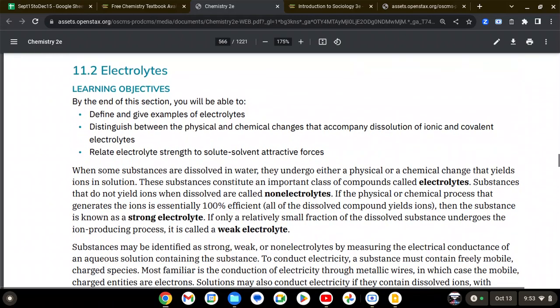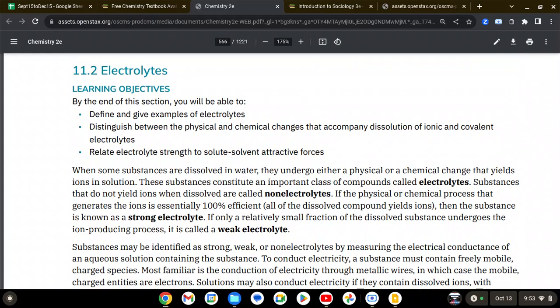11.2 Electrolytes. By the end of this section, you will be able to define and give examples of electrolytes, distinguish between the physical and chemical changes that accompany dissolution of ionic and covalent electrolytes, and relate electrolyte strength to solute-solvent attractive forces. So when some substances are dissolved in water, they undergo either a physical or a chemical change that yields ions in solution. These substances constitute an important class of compounds called electrolytes. Substances that do not yield ions when dissolved are called non-electrolytes.